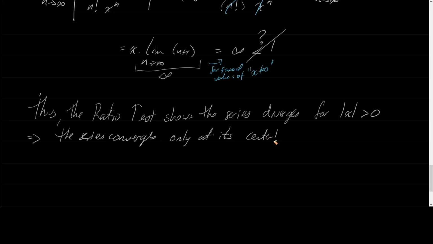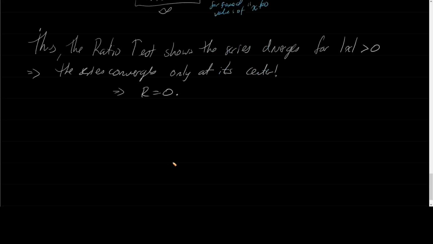All right. So this tells us now that the radius is equal to 0 because it only converged at its center. All right. Next one, B.